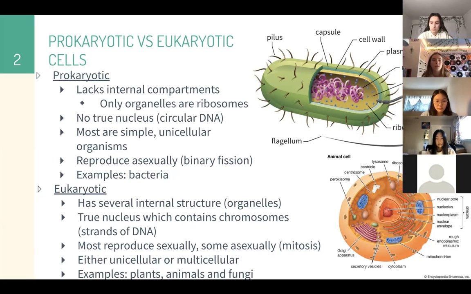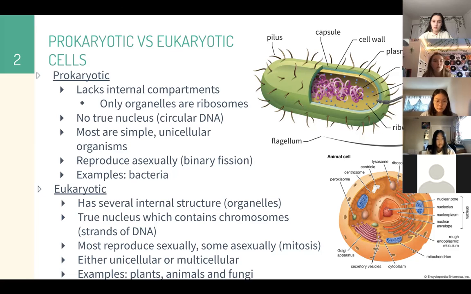Now for eukaryotic cells, they developed from prokaryotic cells because, as I've already said, prokaryotes are the ancestors of all living organisms. They have several internal structures, which are also known as organelles. Unlike prokaryotic cells, they have a true nucleus, where chromosomes, which are strands of DNA, are stored. Most reproduce sexually, although a few reproduce asexually through mitosis.